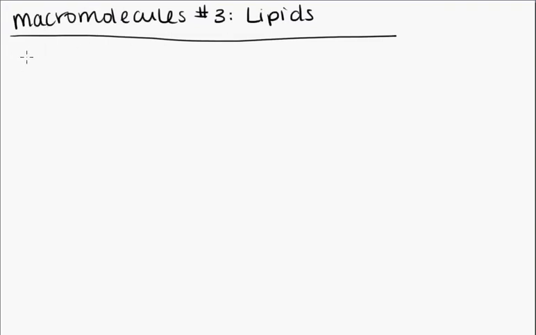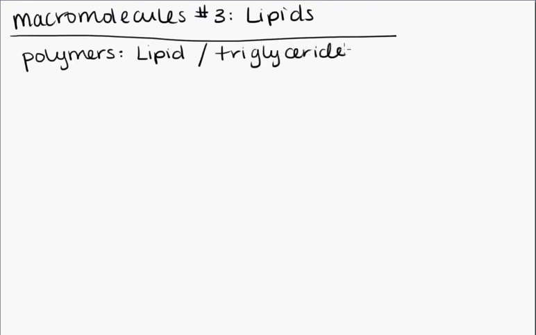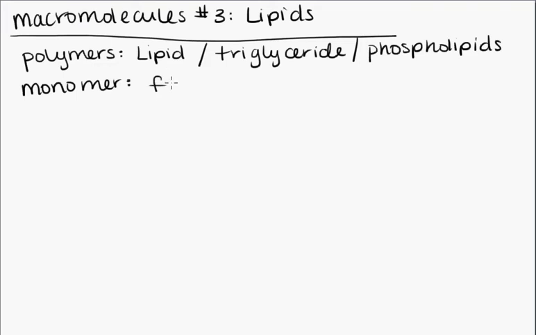Okay, so lipids. Lipid is kind of an amorphous term, so I'm defining it right here. The polymer, lipid, is kind of that vague term, and a specific polymer that we're going to be talking about is the triglyceride. Another specific one we're going to be talking about is the phospholipid. So those are our polymers made of many parts. The monomers of every single one of these is the fatty acid. So as the name implies, and as I told you in the functional groups section, it has an acid group in it.